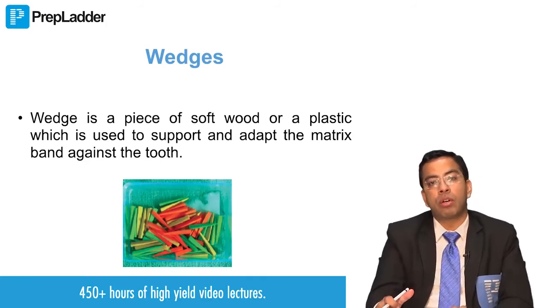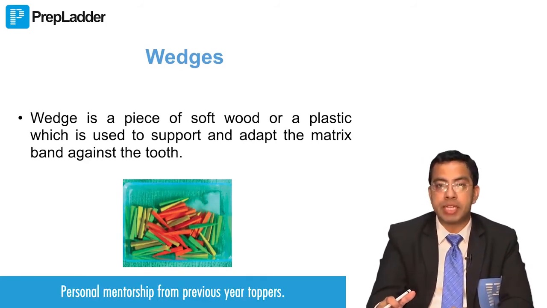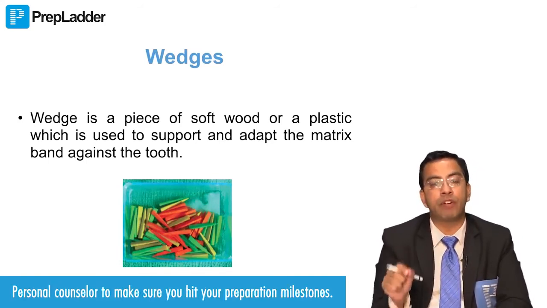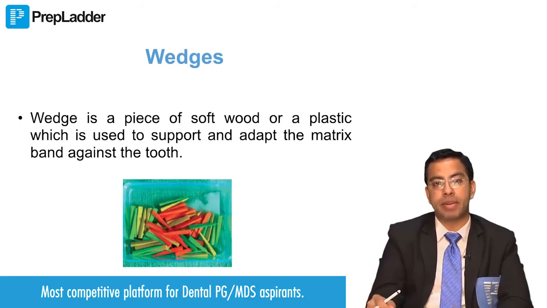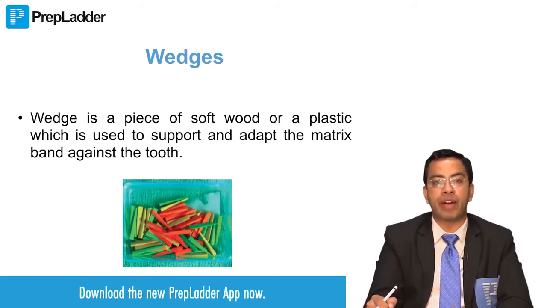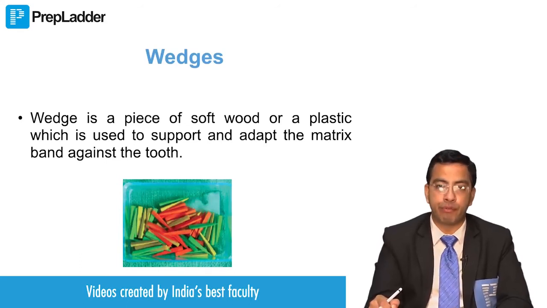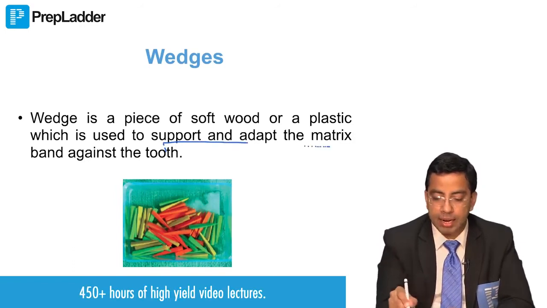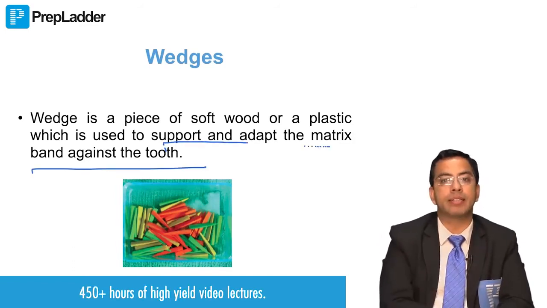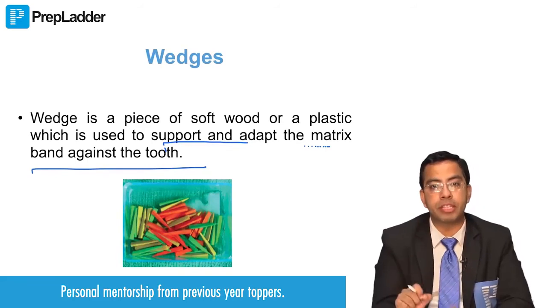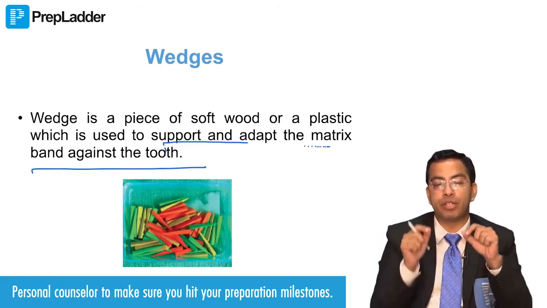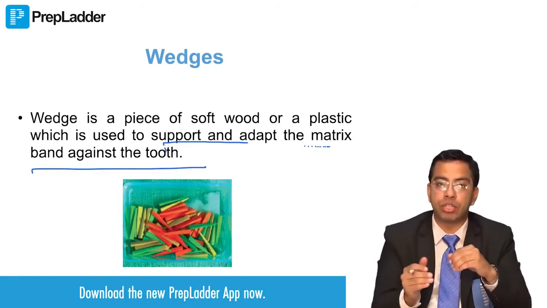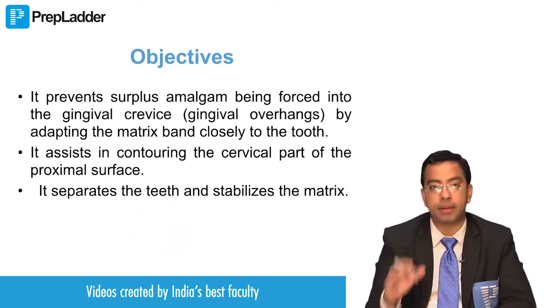We also want to talk about a couple of things about the wedges, because you must have understood in all these slides that there is a definite role of the wedge during the matrix placement. If you want to define what a wedge is, a wedge is a piece of softwood or plastic which is used to support and adapt the matrix band against the tooth structure. So it supports the matrix band and also helps in the better adaptation of the matrix band to the tooth structure, so that there is no gap between the tooth structure and the matrix band.